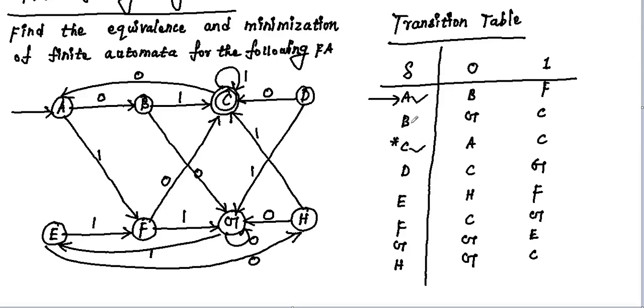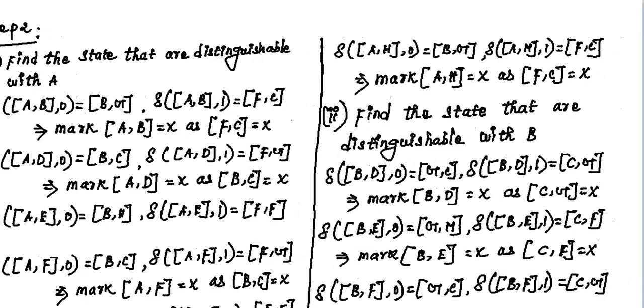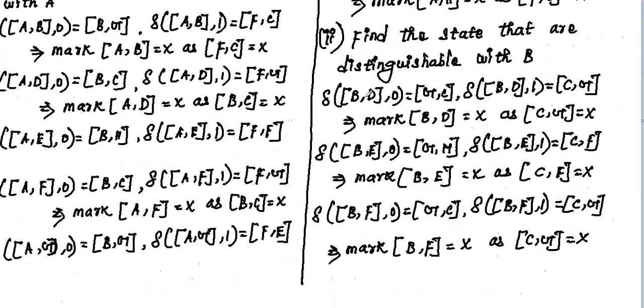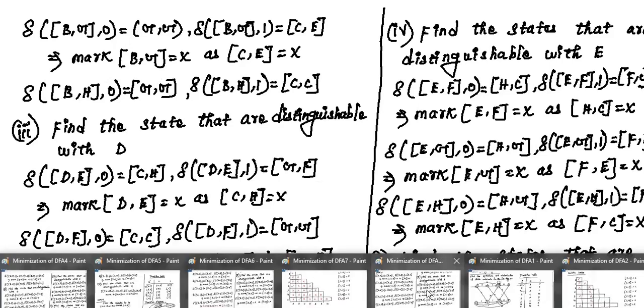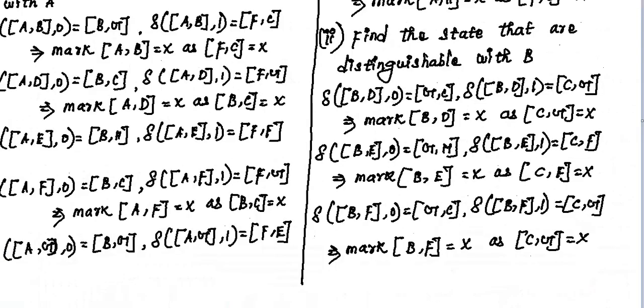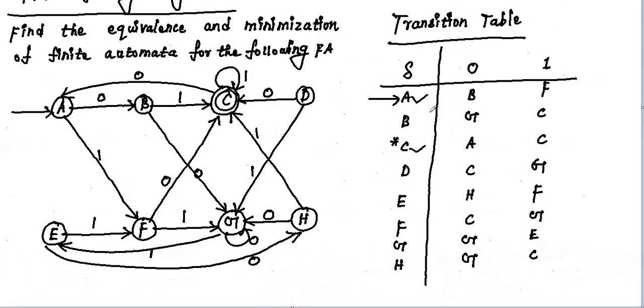Now distinguishable with B, which means take the pair B, D, B, E, B, F, B, G, B, H. Here B, D, B, E, B, F and apply two inputs 0, 1. Then B, G, B, H. Here BD 0, see the transition table, BD 0 is GC.